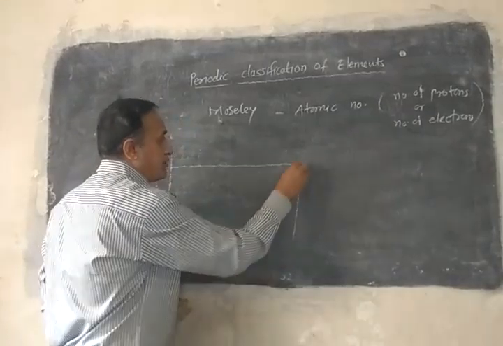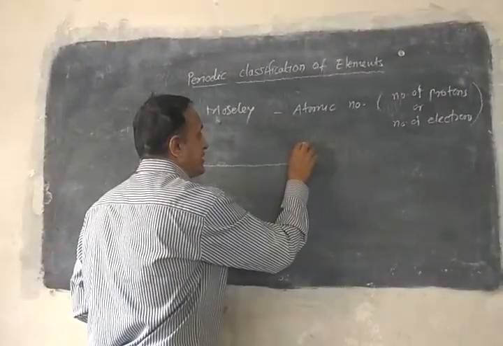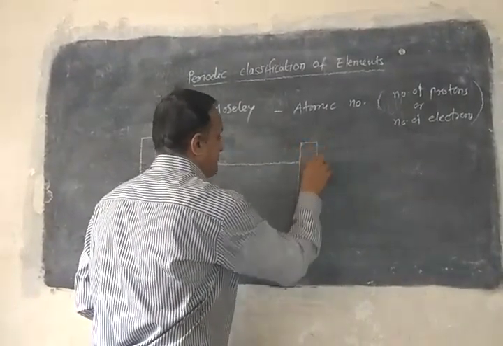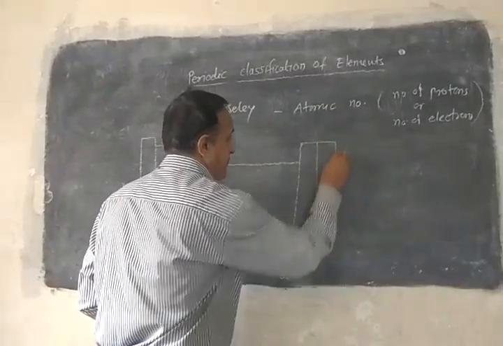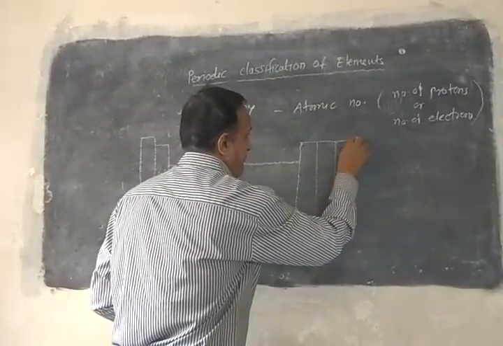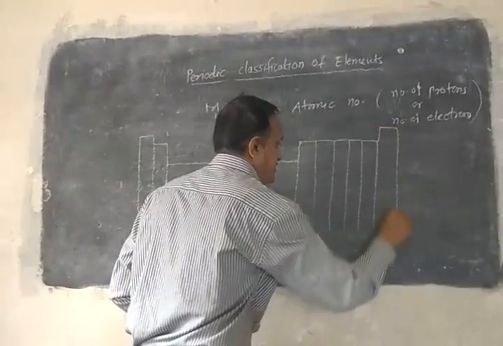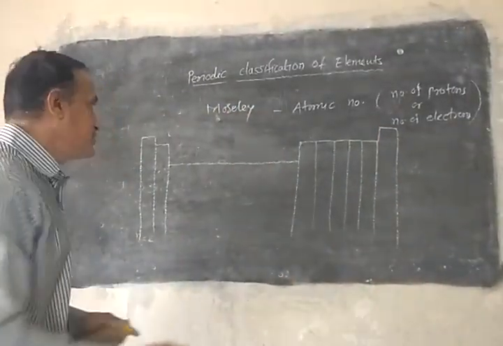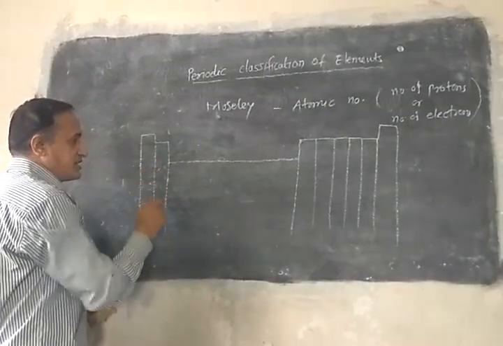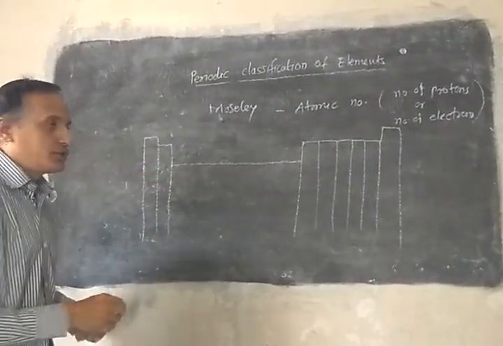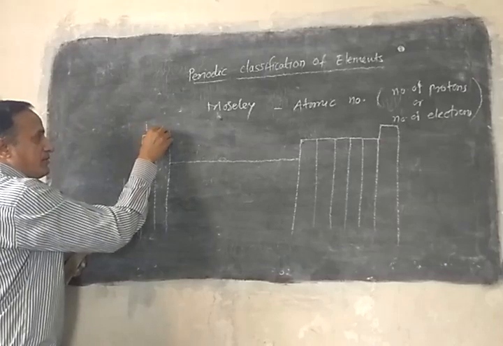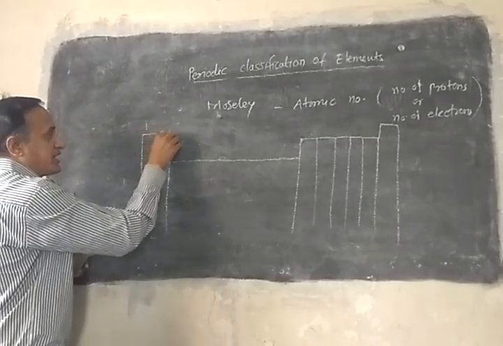I just draw the outline. Here we can say that the elements are kept in this table. So here, the first column is the first group, then the second group.